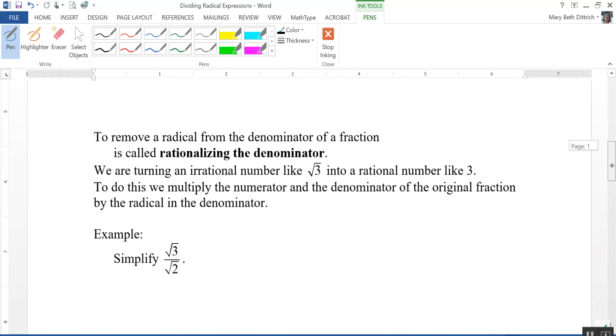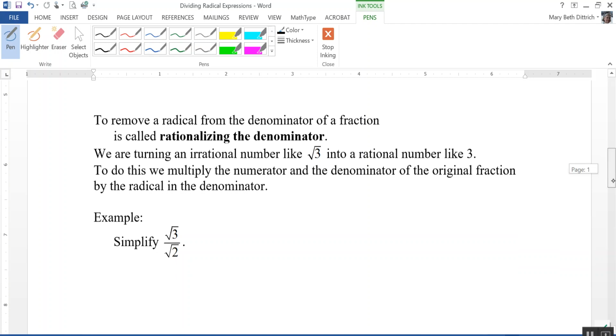To remove a radical from the denominator of a fraction is called rationalizing the denominator. We are turning an irrational number, like the square root of 3, into a rational number, like 3. To do this, we want to multiply the numerator and the denominator of the original fraction by the radical in the denominator. Let's take a look at an example.